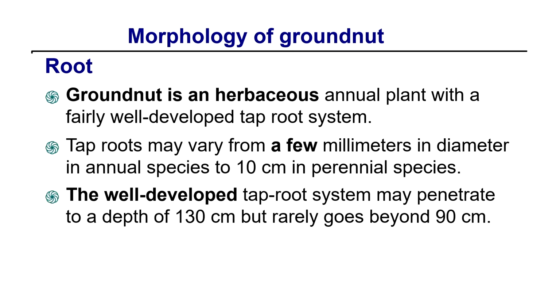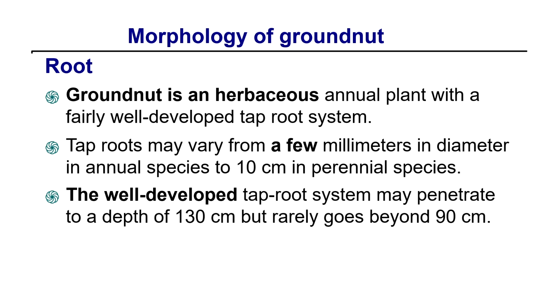Groundnut is an herbaceous annual plant. Herbaceous here means it does not have any wood in it. It has a fairly well developed taproot system. Taproot system means the roots have been developed from the seed, and that part is the radicle. So, one major root is there, which is the taproot, and lateral roots are also there.